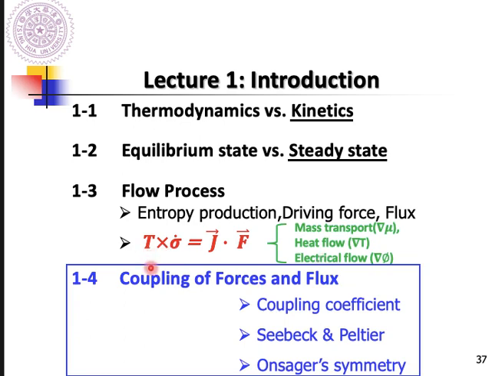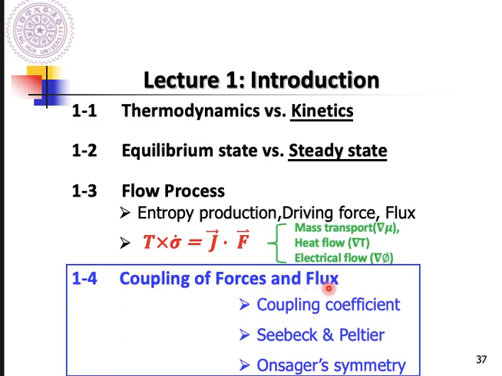As long as you identify the absolute temperature, measure the flux passing through your materials, and figure out what the driving force applied on your material system is, you can successfully get the entropy production rate per volume, right? But in the previous section, you only dealt with one driving force and one flux, right? But how about if there are two or more driving forces applied on your material systems?